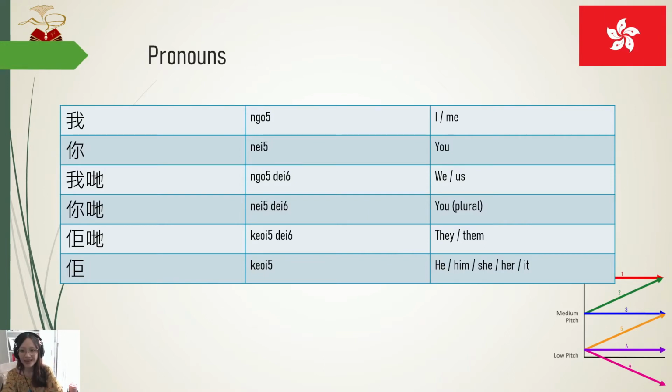So first let's start with I or me. Pronouns in Chinese, there is no difference between possessive and subject or object pronouns. So a subject pronoun like I or an object pronoun like me. First of all we've got ngõ. Next up we have you, lei. Then we have we or us, ngõ哋.